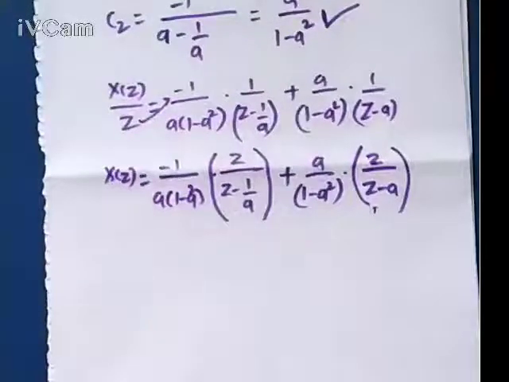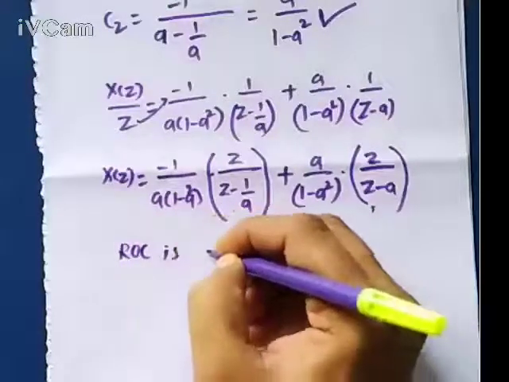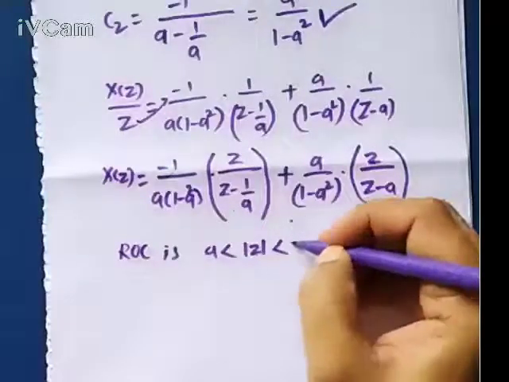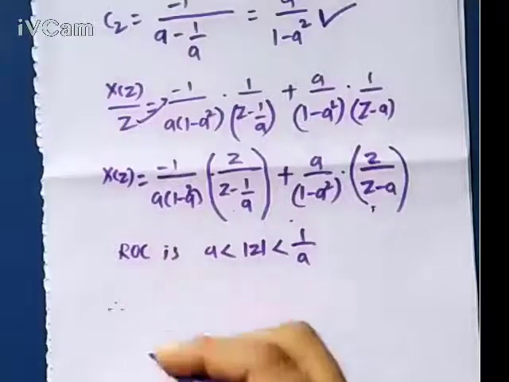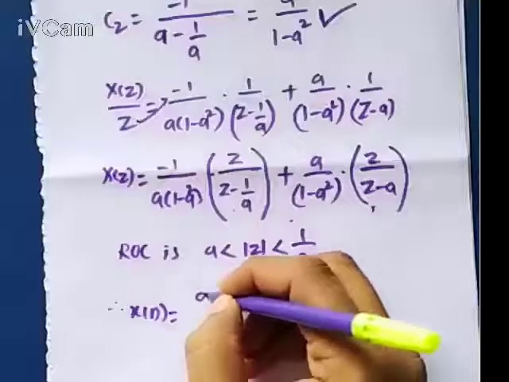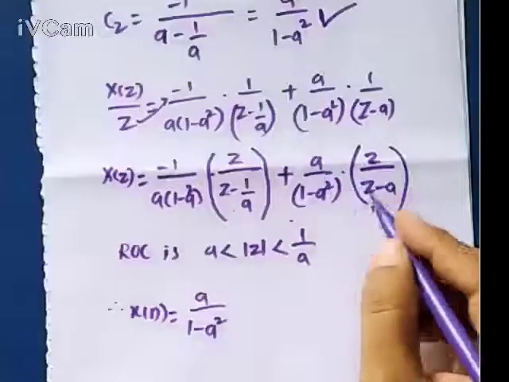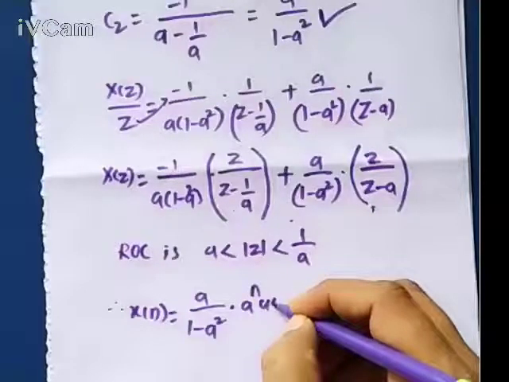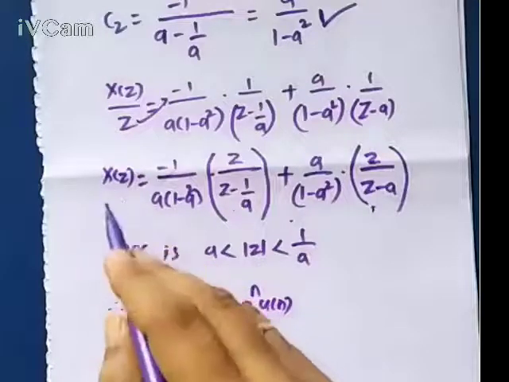So I will write here so that it will be there for you. The ROC is a greater than mod z less than 1 by a. So we can have, therefore, x of n will be a by 1 minus a square. This I am writing first. z by z minus a can be directly represented as a power n u of n. I am writing x of n for the given x of z.